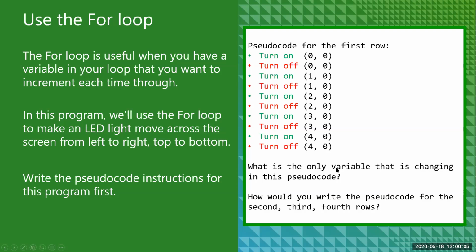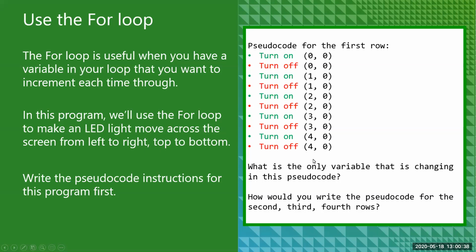And over here on the right, this is what's called the pseudocode. So it's human readable language that represents what the code will do. So we want to turn on the LED at 0, 0, then turn it off, then turn it on at 1, 0, turn it off at 1, 0, and so on and so forth, as you can read here. So this will be the first time through the loop.